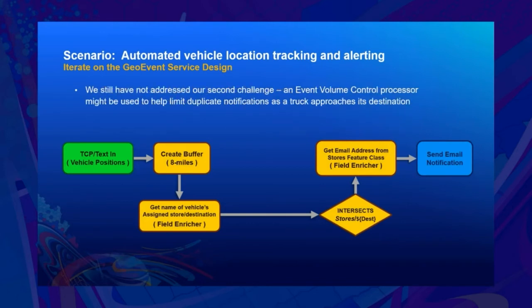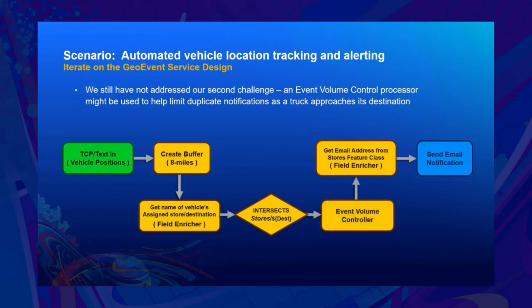But we still have not addressed the problem of duplicate notifications as a truck approaches its destination. We might consider incorporating an event volume control processor in our processing workflow to tackle this. The event volume control processor was designed to cache information such as the track ID of event records it has received. The processor is configured to discard an unwanted volume of event records by allowing through only so many event records for a given track ID every so many seconds.